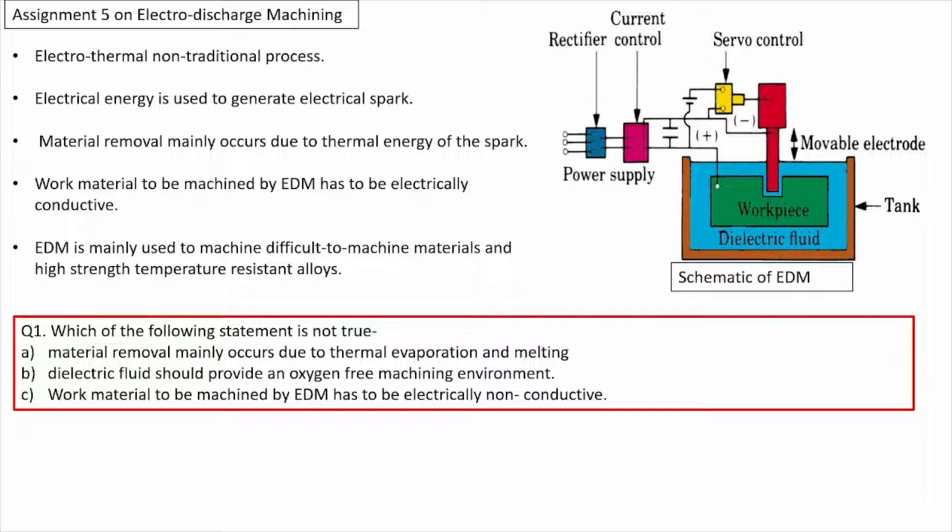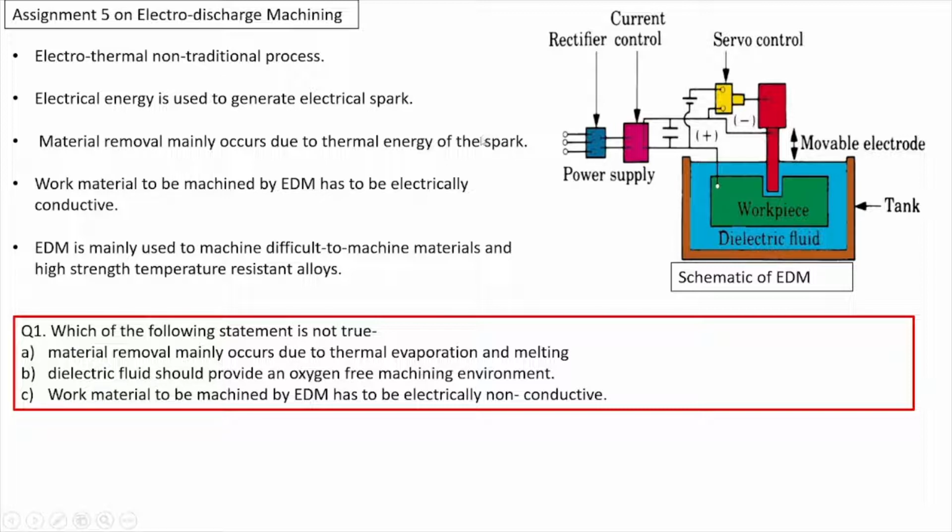So that electrical energy is dissipated in the form of thermal energy of that spark, and that thermal energy of the spark removes the material from the workpiece surface. Thus, in this manner, the electrodischarge machining process works.